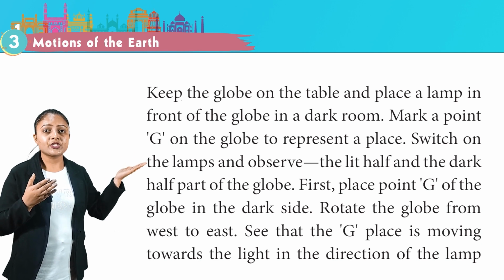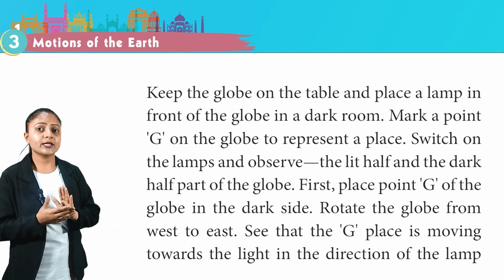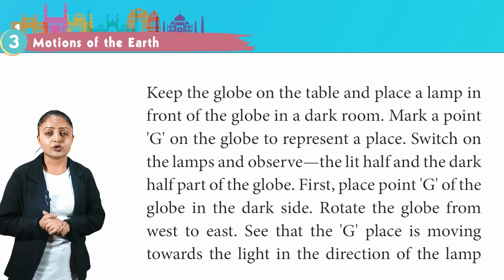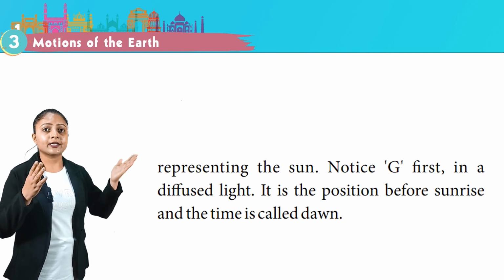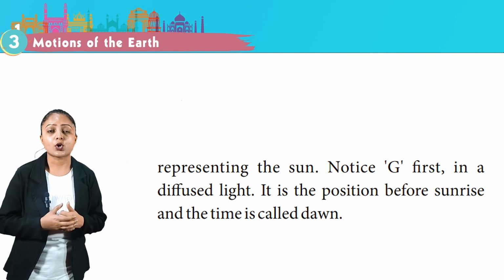First, place point G of the globe in the dark side. Rotate the globe from west to east. See that place G is moving towards the light in the direction of the lamp, representing the sun. Notice G first in a diffused light. It is the position before sunrise and the time is called dawn.